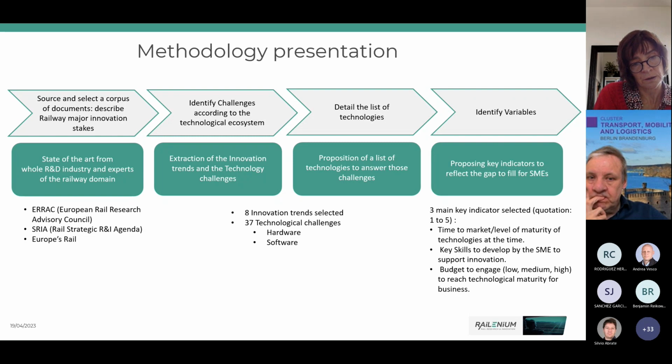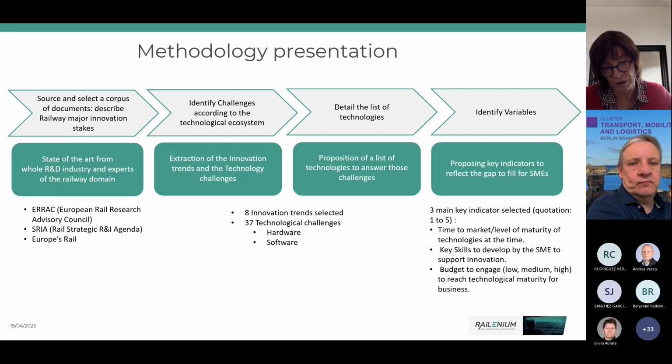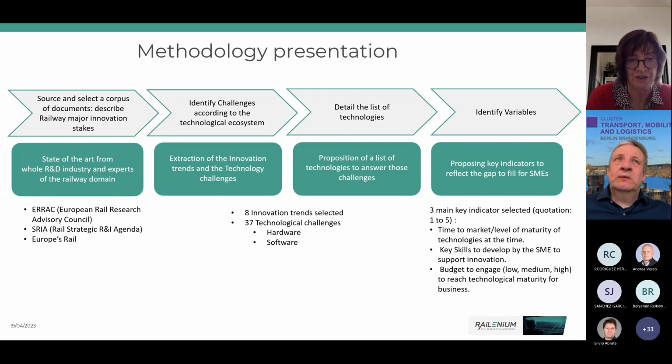And so fortunately, we already have very interesting approaches that were provided first by ERAC. ERAC is the European Rail Research Advisory Council. So we have here a very rich roadmap. And secondly, what we call the SRIA, that is the Strategic Rail Research and Innovation Agenda. And as well, Europe's Rail that implements major programs to provide solutions to those changes.